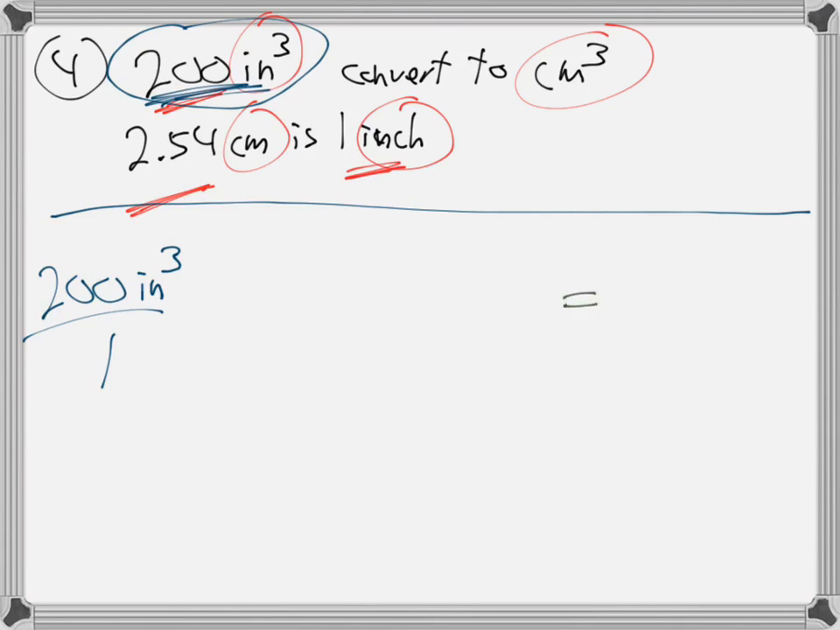In the very end, when all is said and done, whatever the answer is, what units do I want? Cubic centimeters. Convert to cubic centimeters. That's my goal. That's my final destination, right? Cubic centimeters. Good so far?